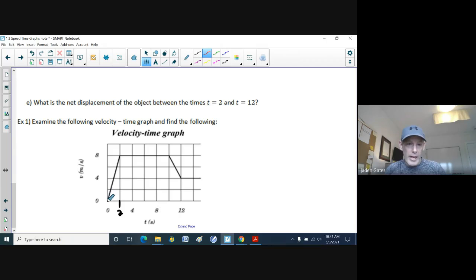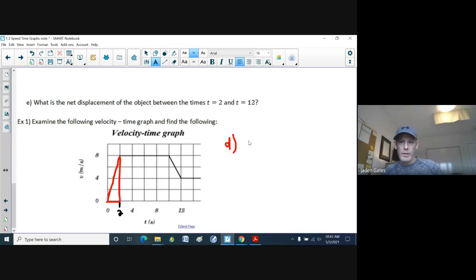And so what we're looking at is the area of the shape that I'm putting in red, which is a triangle. All right, and so for D, if I want to find the area of a triangle, I'm going to put a capital A. We're finding distance, so let's put a D. It's going to be base times height divided by 2. That's the area of a triangle.